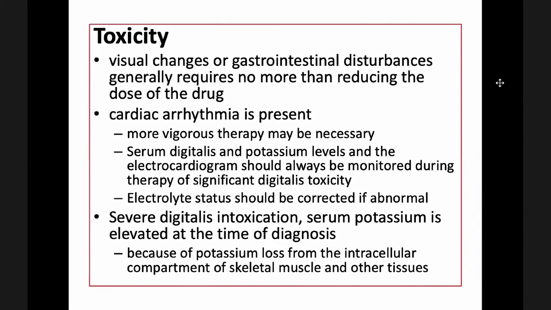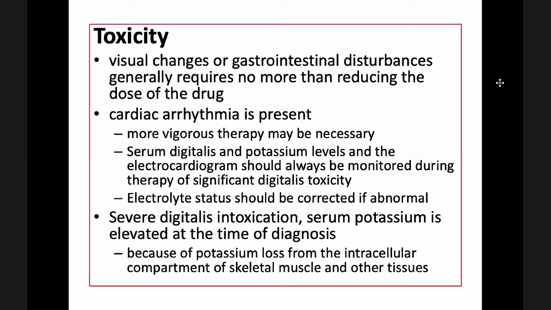So toxicities of digoxin include visual changes and GI disturbances. So it generally requires no more than reducing the dose of the drug. Now, if cardiac arrhythmia is present, a more vigorous therapy may be necessary. So serum digitalis and potassium levels and ECG should always be monitored during therapy of a significant digitalis toxicity. So electrolyte status should be corrected if this is abnormal.